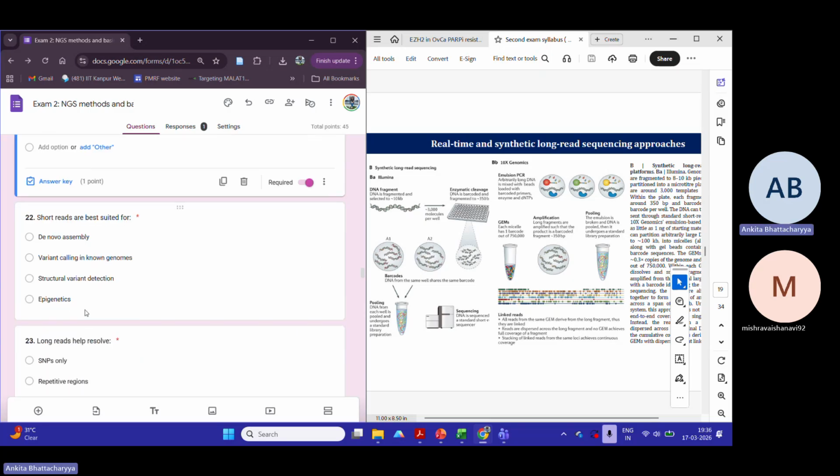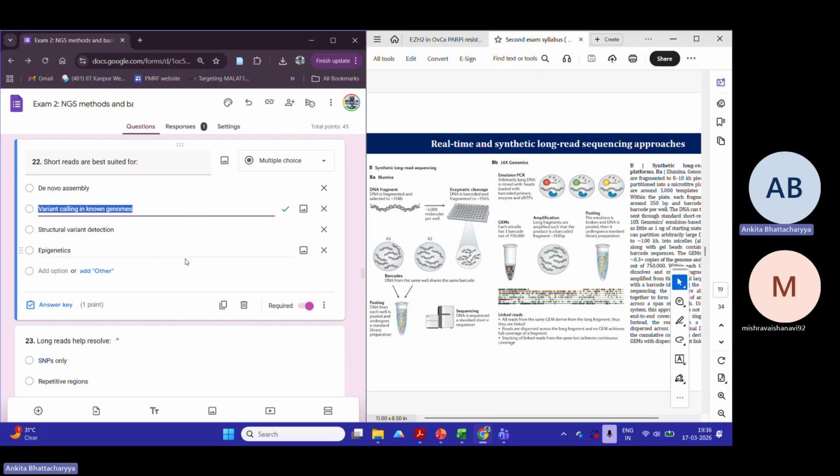Next, short reads are best suited for which of the following? De novo assembly, structural variant detection, epigenetics, or variant calling in known genomes. So for de novo assembly, this is not a very good idea. You should preferably have long read sequences so that stitching becomes easier. Structural variant detection is not very easily usable, or not very easy to interpret by short read sequencing. Epigenetics, of course, you'll not get any idea about it from this sequencing strategy.